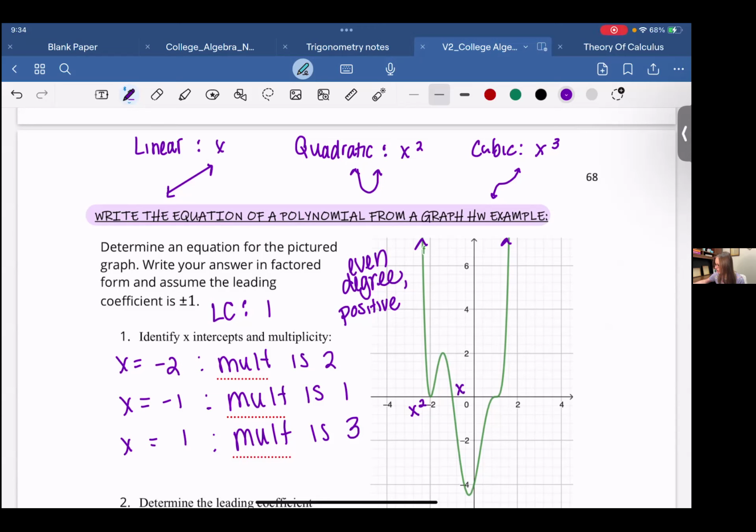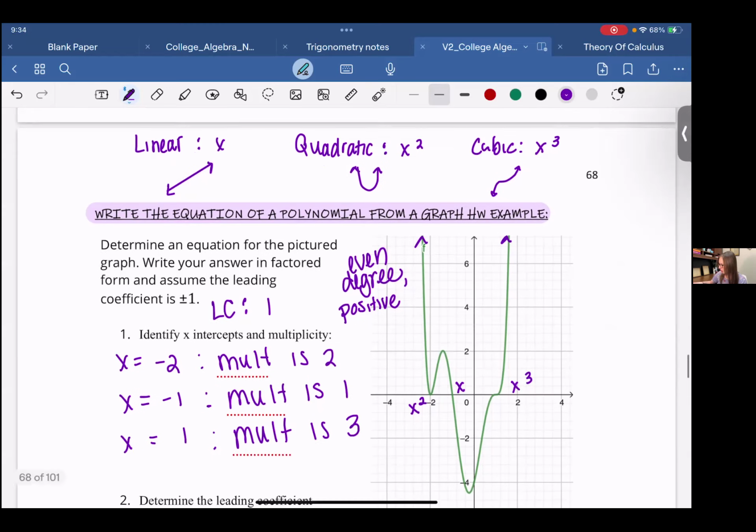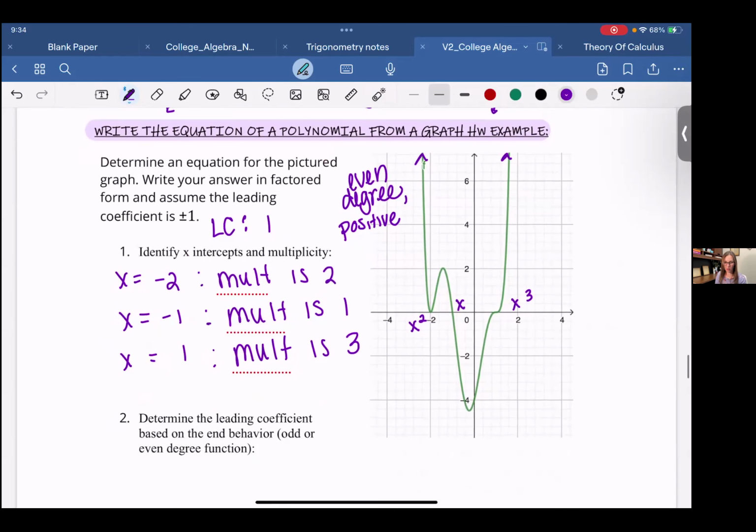So this one was like x, and this one was like x to the third. You don't have to write that on the graph if you don't want to, but for note-taking purposes, it might kind of help. So we had one where it bounces, that's a multiplicity of 2, one where it crosses through, that's a multiplicity of 1, and one where it jogs through, and that's a multiplicity of 3. So if you want to write that down, you can. Might help for looking back at your notes.